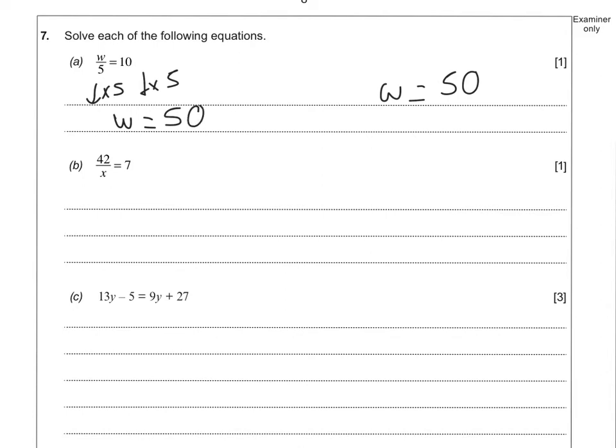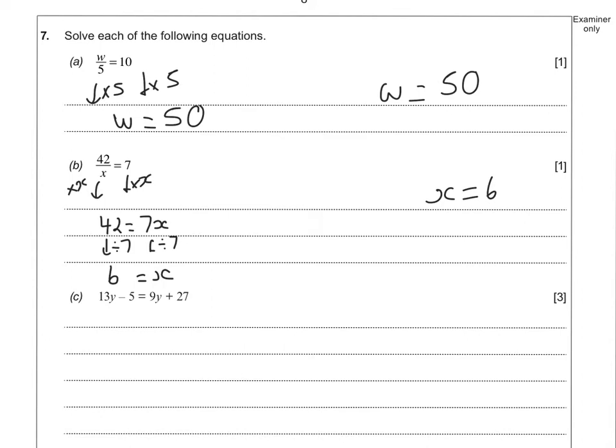And again, 42 divided by what number gives me 7? What number goes into 42 7 times? The answer is 6. This one's a little bit trickier to do with a written method, the first thing we'd have to do is multiply both sides by x to give me 42 is equal to 7x, and then we would divide both sides by 7 to give me 6 is equal to x, which we found out earlier on.